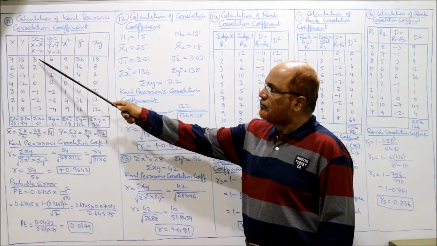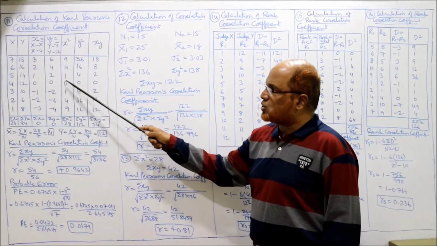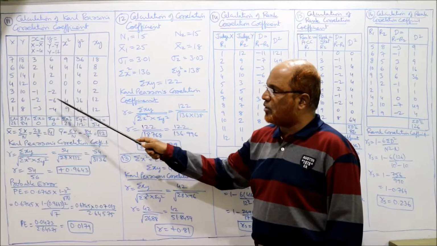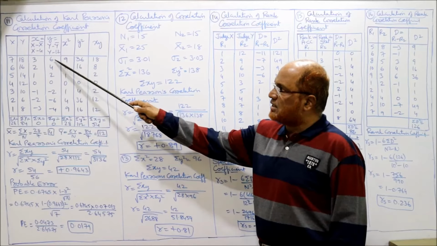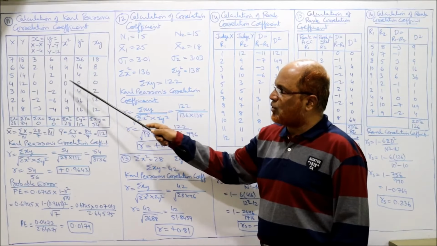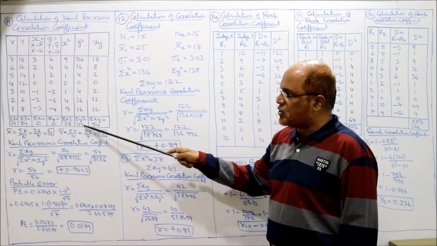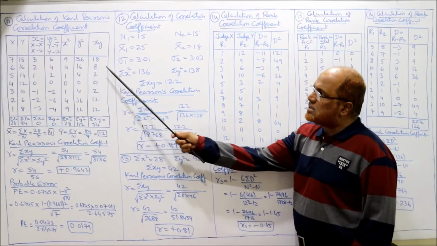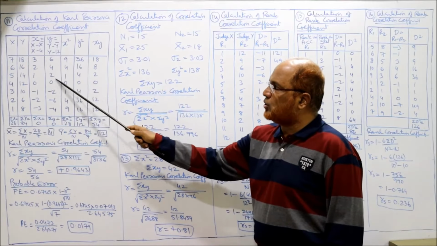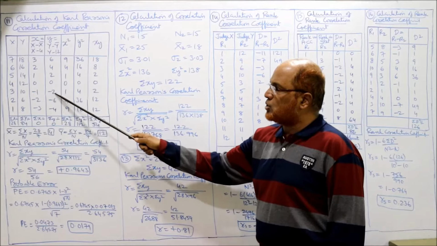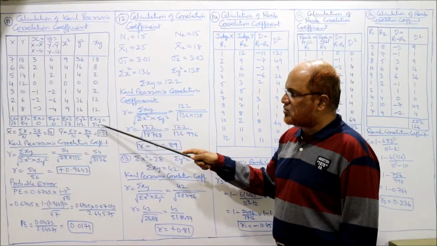X square: 3 square 9, 2 square 4, 1 square 1, 0 square 0, 1 square 1, 2 square 4, 3 square 9. Total of x square is 28. Y square: 6 sixes are 36, 4 fours are 16, 2 twos are 4, 0, 2 twos are 4, 6 sixes are 36, 4 fours are 16. Total of y square is 112. Now x into y: 3 into 6, 18; 2 into 4, 8; 1 into 2, 2; 0; 1 into 2, 2; 2 sixes are 12; 3 fours are 12. So we get summation xy as 54.